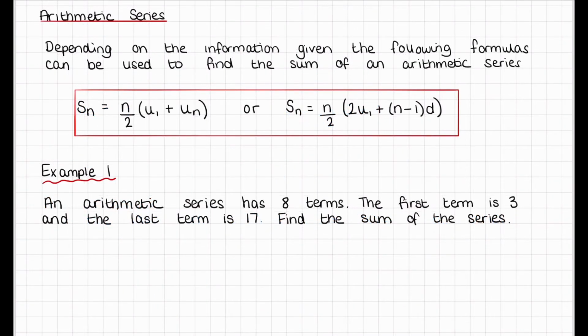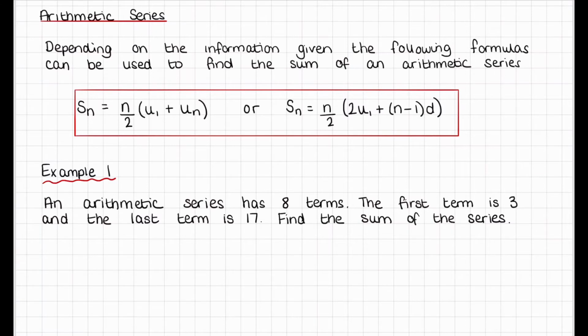Arithmetic series. So depending on the information given, there are 2 formulas that we can use to find the sum of an arithmetic series. These are both given in IB formula booklets as well. So you've got the first one, which is Sn equals n over 2 multiplied by u1 plus un. So that's if we know the first term and we know the last term that we're trying to find the sum of. So say we're trying to find the sum of the first 5 terms and we know the first term and the 5th term. Then we can use that formula.